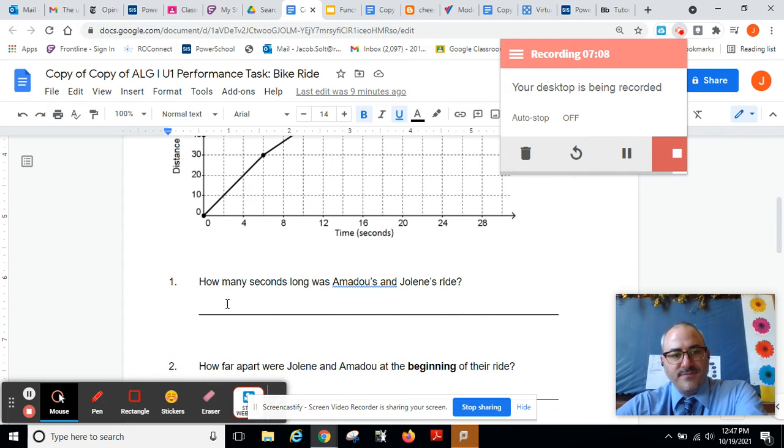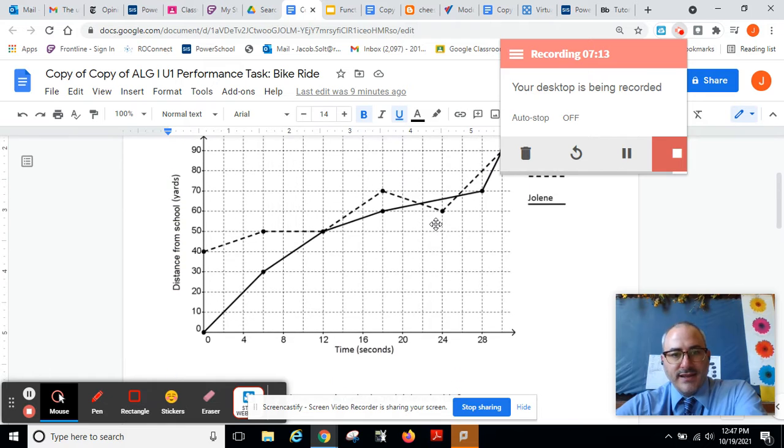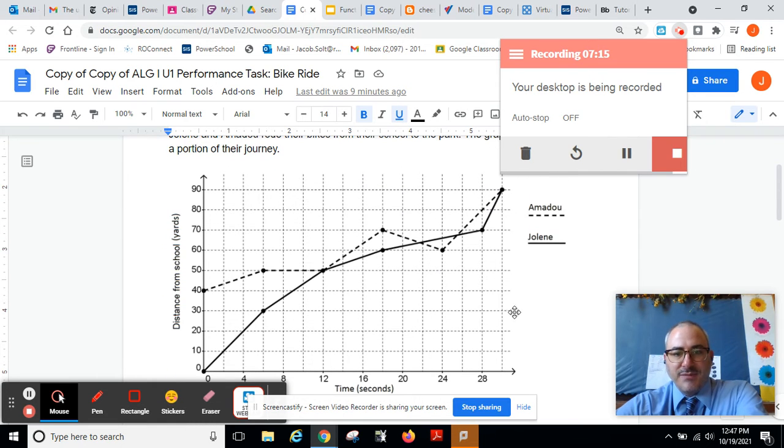All right, so our first question. How many seconds long was Amadou's and Jolene's ride? Can you look right there and tell me how many seconds this graph was going on?